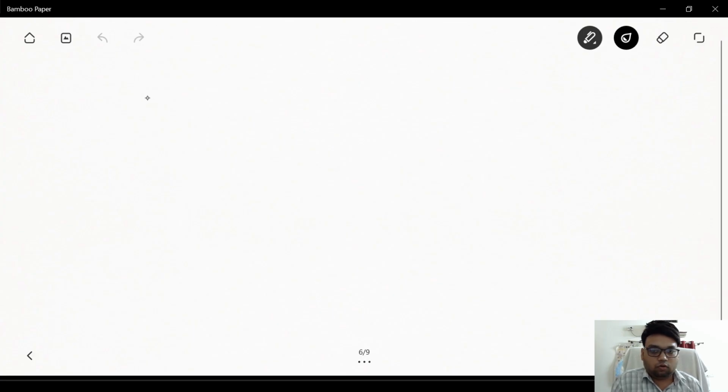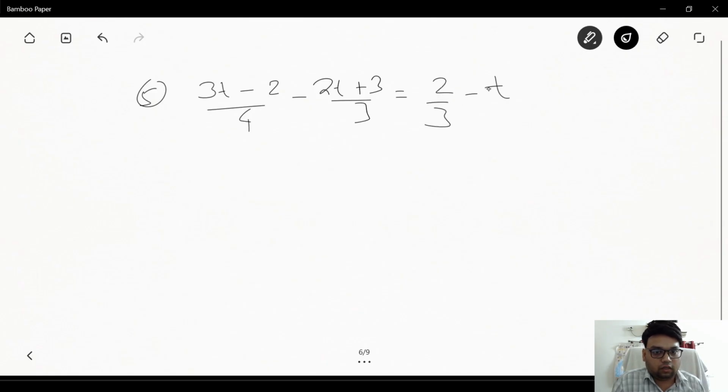Okay, so question number 5 is saying: (3t minus 2) divided by 4, minus (2t plus 3) divided by 3, is equal to 2 by 3 minus t. In the earlier questions we were transferring the variable portion to one side and the constant portion to the other side, but here it is in mixed format. Then how will we solve it? What will be the simplest approach to solve this type of question?